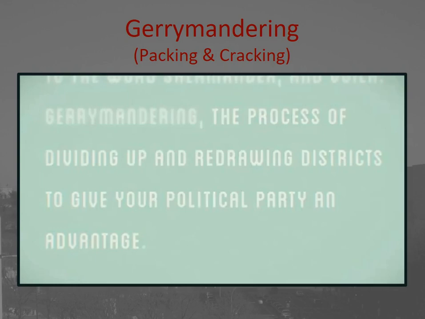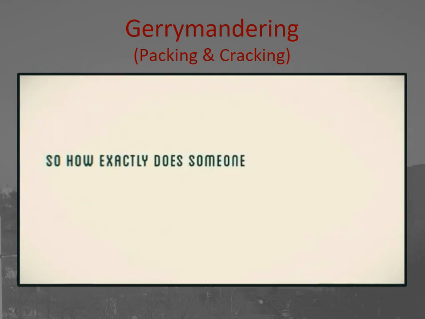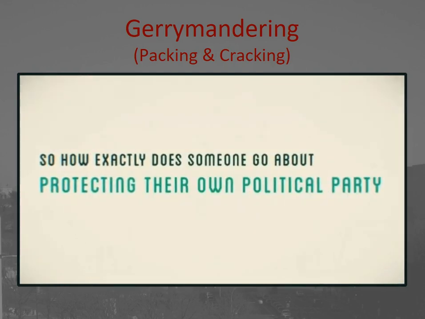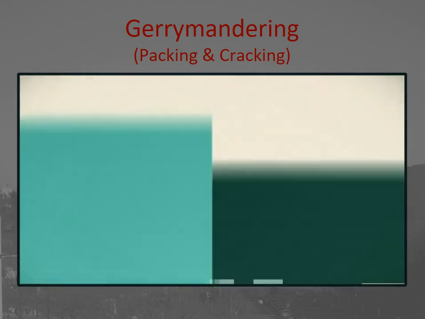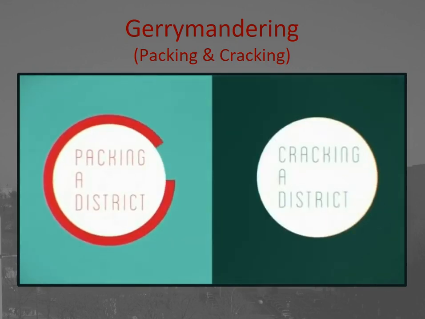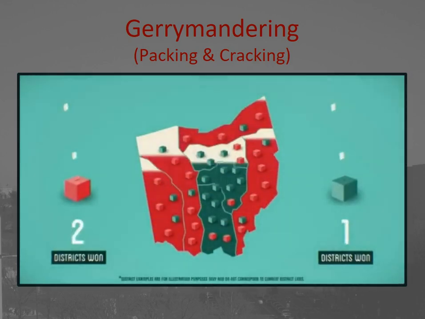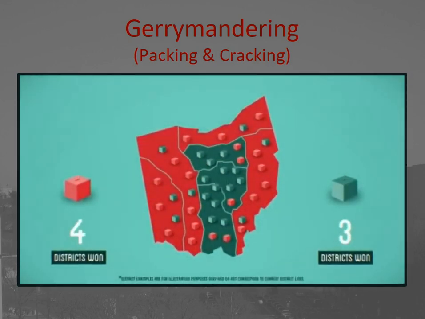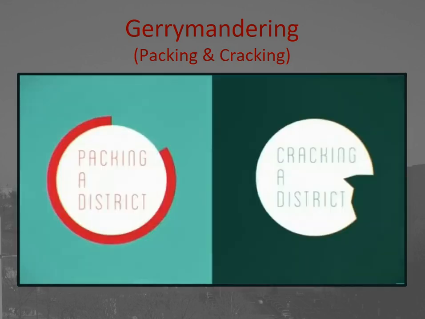So, packing and cracking, strategies for gerrymandering. So how exactly does someone go about protecting their own political party and actually gerrymandering a district? There are 2 successful practices: packing a district and cracking a district. Packing is the process of drawing district lines and packing in your opponents like cattle into as few districts as possible. If more districts equals more votes, the fewer the districts there are, the fewer votes the opposition party will get. Packing, then, decreases the opponent's voter strength and influence.